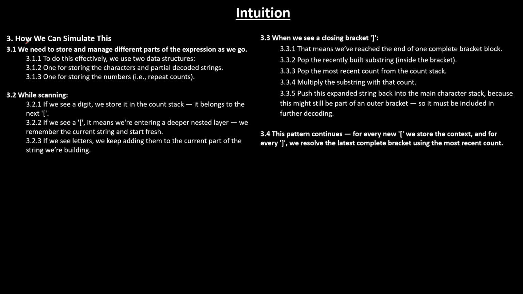Now, how can we simulate this in our original program, right? Let's take the example 3[a2[c]]. Let's take this example only, for the right purposes. So we need to store and manage different parts of the expression as we go. Now we're solving a coding problem, right? And we need some data structures to use. In this problem, we need a data structure to use, fine. So how will we do it?